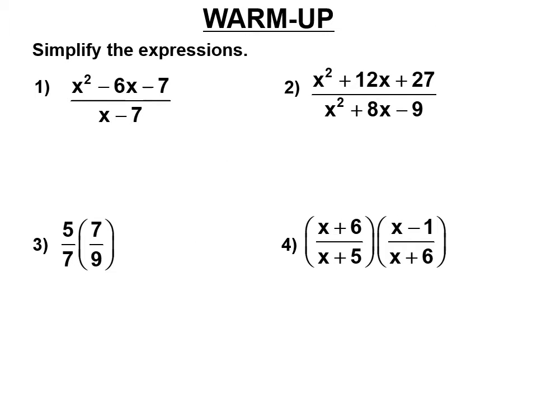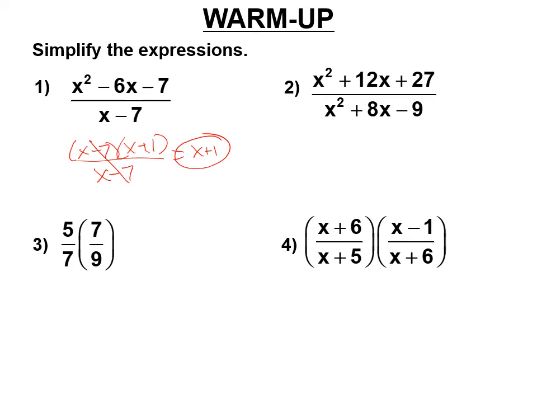So let's remind ourselves of the last lesson, right? If you're looking to cancel an x minus 7, you better have an x minus 7, and I think this is x minus 7, x plus 1. Those cancel, and you get x plus 1 over 1, or x plus 1.